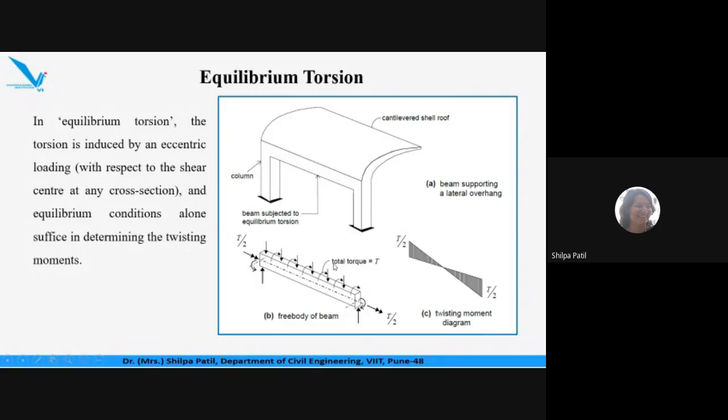Now you can just hold a pen or a pencil in your hand, and you can simply apply an equal and opposite moment at both the ends. What happens? Your pen or pencil will get twisted. So twisting action is there, and you can imagine that we are applying these forces at the end of the pen. This is the diagram of the twisting moment. How it varies along the length of the beam, you can imagine quickly. So this is about equilibrium torsion, the first type.